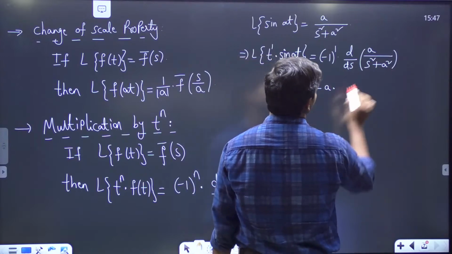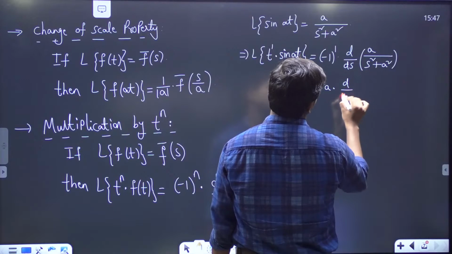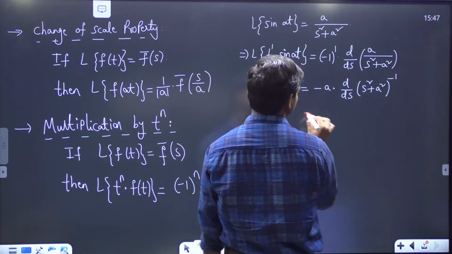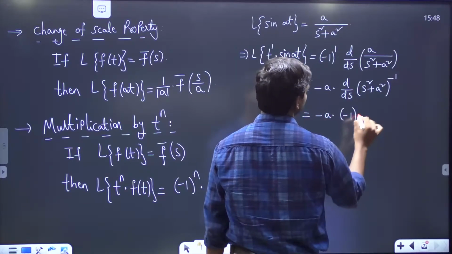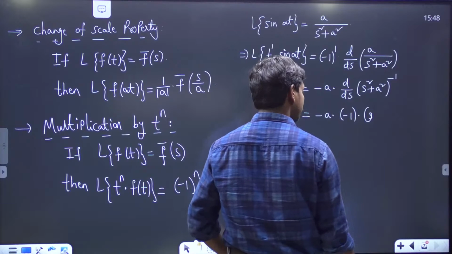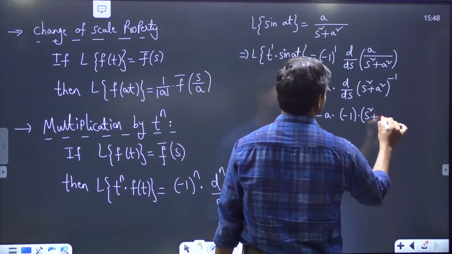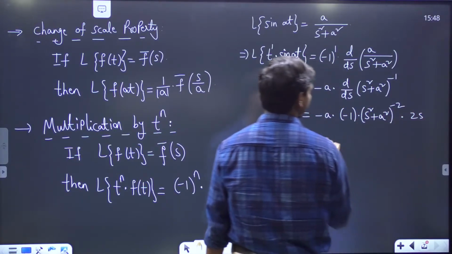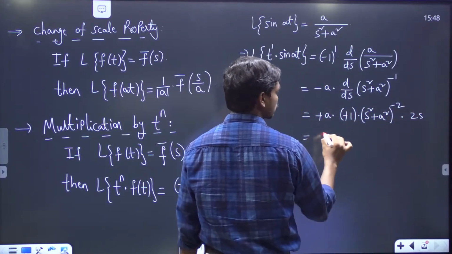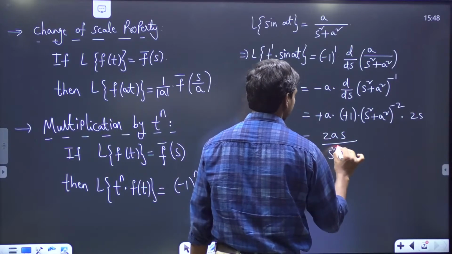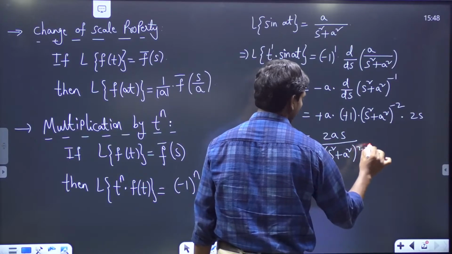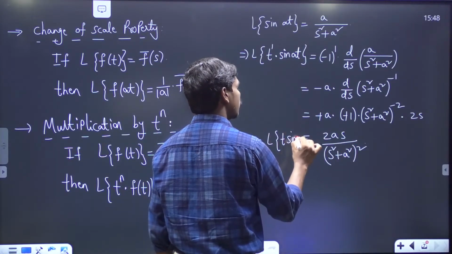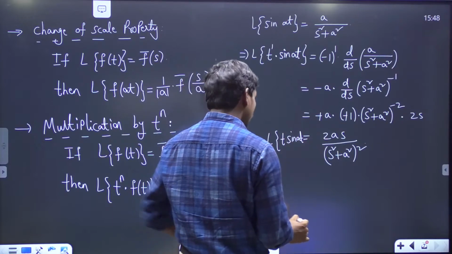So d by ds of s square plus a square whole power -1. So this is minus a into -1 into s square plus a square whole power -2 into the inner derivative with respect to s, which is 2s. So you can cancel the minus signs. So 2as divided by s square plus a square whole square. This is how you will find the Laplace of t into sin at. So if a value is 1, your answer gets simplified a bit.